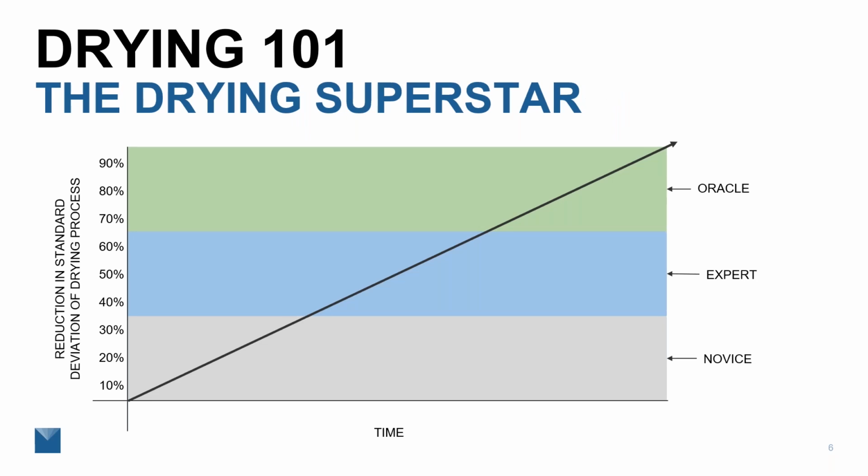Here's a map that plots a journey from wherever you are now to becoming a drying superstar. It shows how reducing variability in your drying process is possible over time. But why embark on this journey? Why try to reduce the standard deviation of your drying process? Because failing to do so is literally costing food processors billions of dollars each year in lost value.